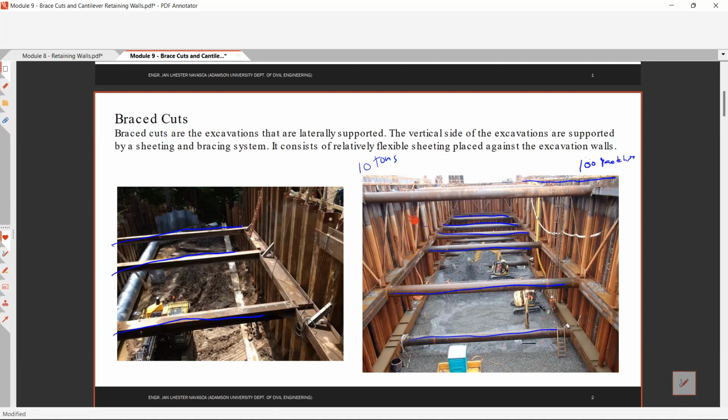Okay, so this one is typically mga 12 meters lang yung pagitan. I think 12 meters yung pagitan. Okay? So kasi yung mga 12 meters na yan, pwede yan isang buuan ng steel. Pwede yung ipa-manufacture ng 12 meters na straight. Okay, so that is yung brace cuts.